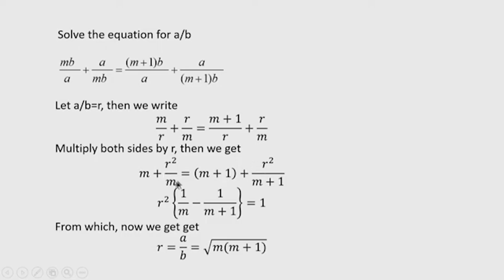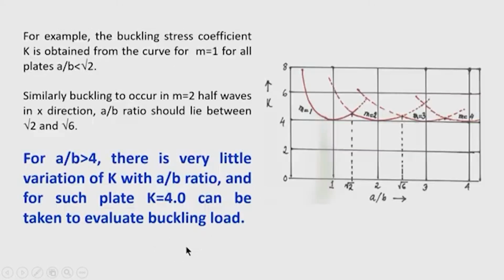This is a very simple equation from which r square is taken out, and 1 by m minus 1 by m plus 1 equal to 1, from which we get r is equal to, r means what? r is the aspect ratio a by b, equal to root over m into m plus 1. So, this is the value of aspect ratio at the transition corresponding to m, and this may be non-integer also.